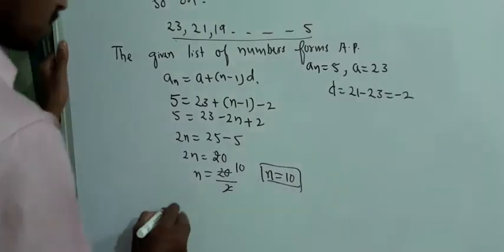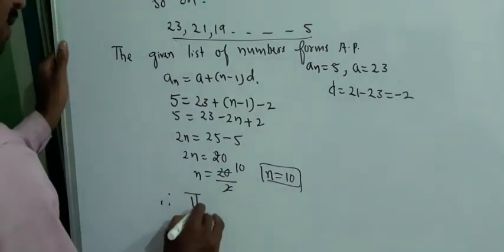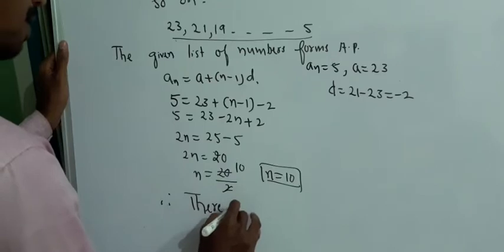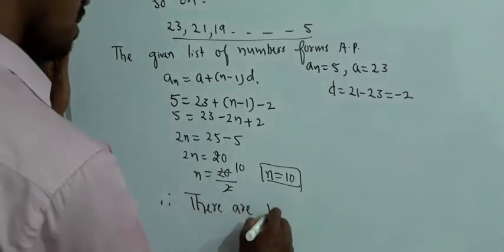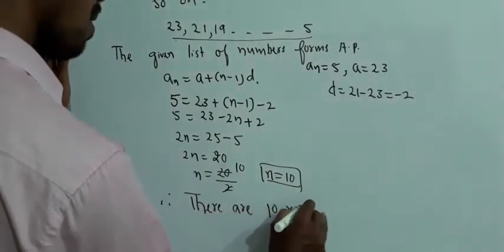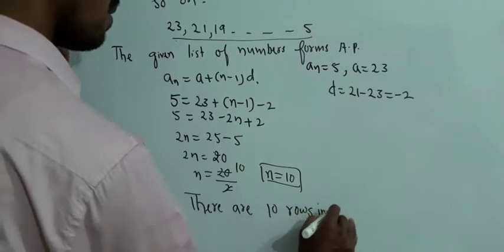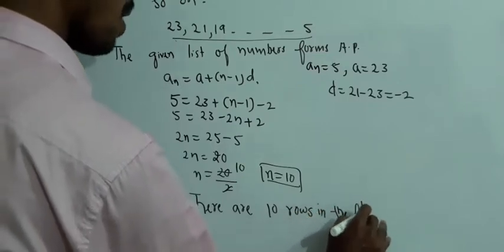Therefore, there are 10 rows in the flower bed.